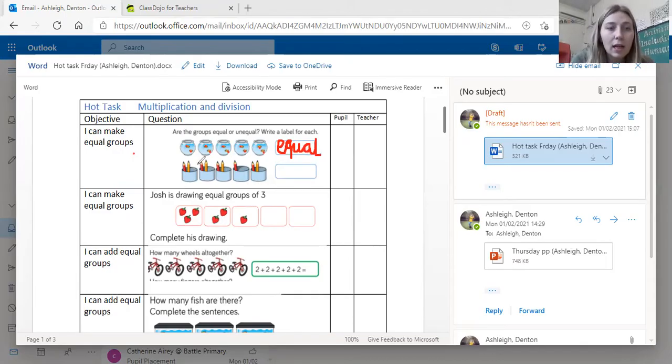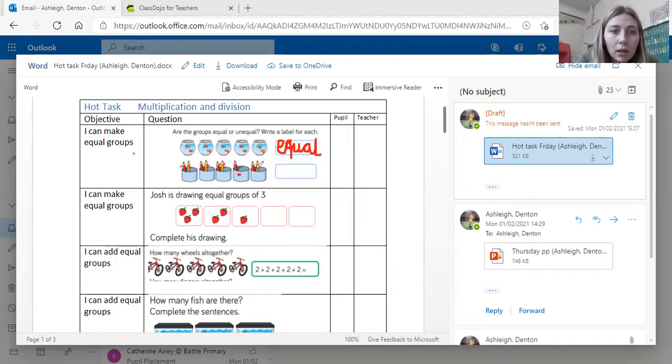Now let's have a look at this one together. So let's count how many groups I have first. 1, 2, 3, 4, 5. I have 5 groups again. Okay. Now I need to go through and count how many I have in each group and see if they are equal. So let's have a look at this first pot. I have 1, 2 pencils. The second pot, 1, 2. The third one, 1, 2. The fourth one, 1. Oh, I'm going to draw a little dot on that one because that one's a bit different. And this last one, 1, 2.